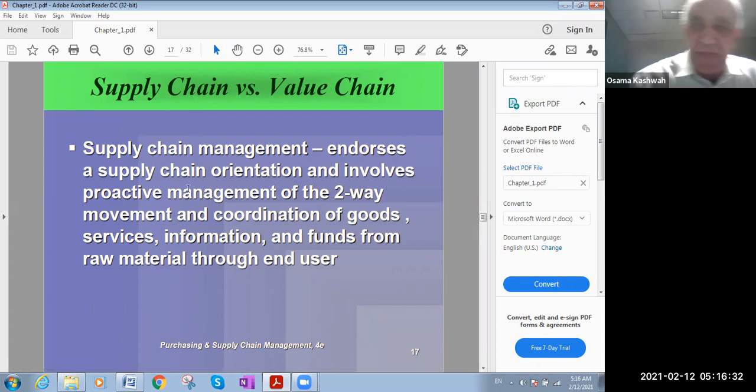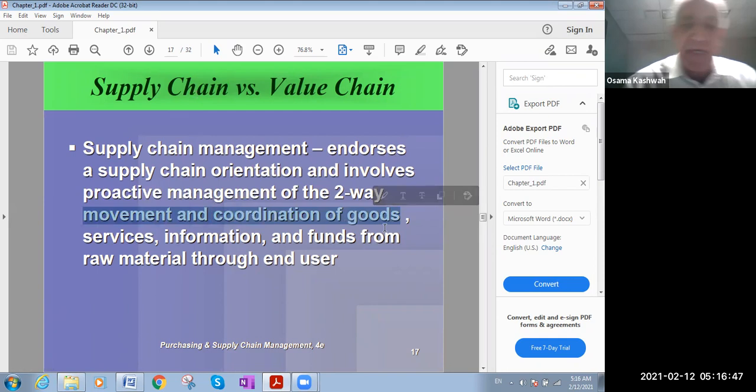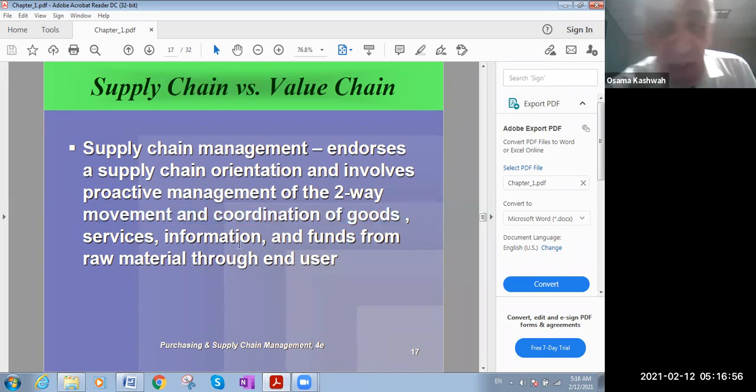Another point on the difference between the supply chain and the value chain is that supply chain management endorses a supply chain orientation and involves proactive management of the two-way movement and coordination of goods. This is what I care about, the movement and coordination of goods, and services, not goods only. When we talk, we don't talk about goods only; we talk always about goods and services.